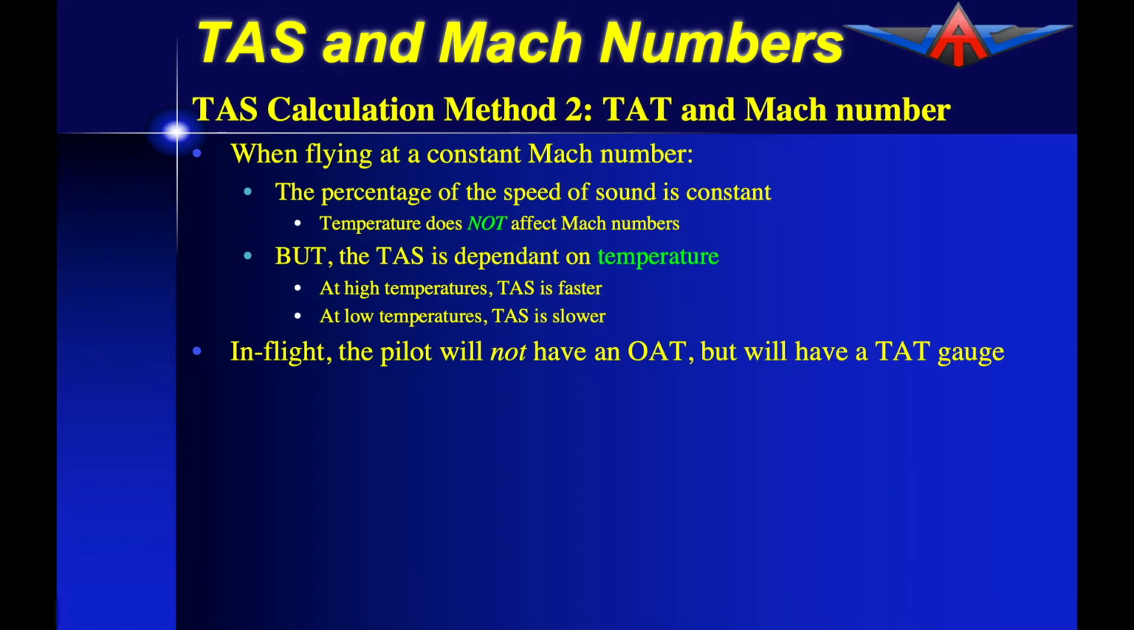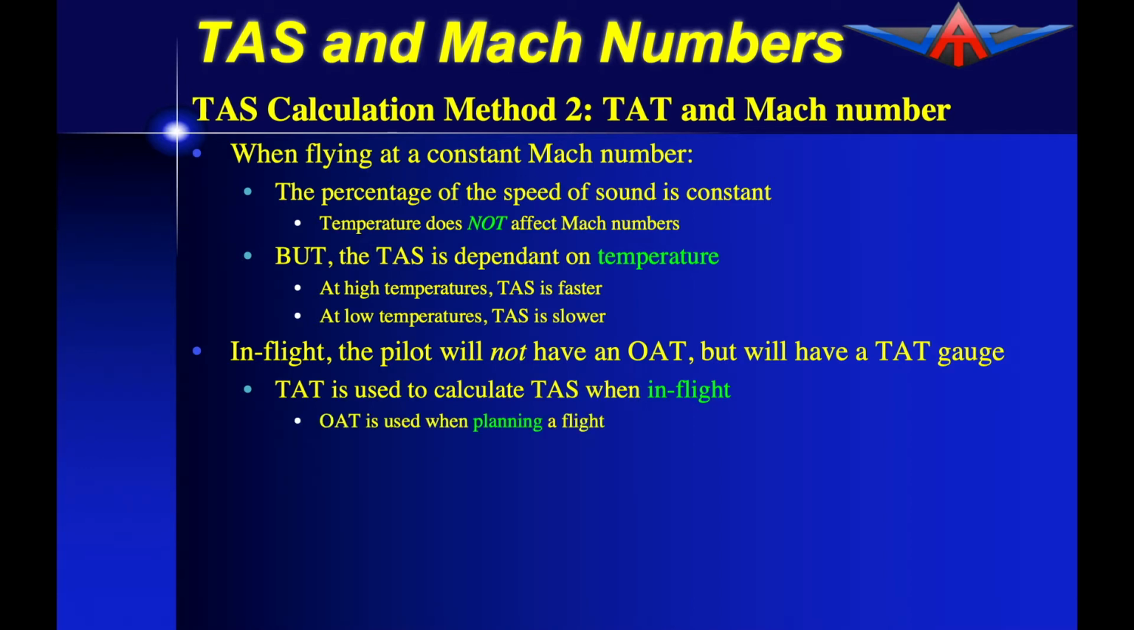In the Boeing 727 and similar aircraft, the pilot does not have an outside air temperature, but instead will have a total air temperature, as we mentioned some time ago. So we need the total air temperature to calculate the TAS while in flight. By comparison, if we are planning a flight, we don't have the total air temperature, we simply have a forecast outside air temperature.